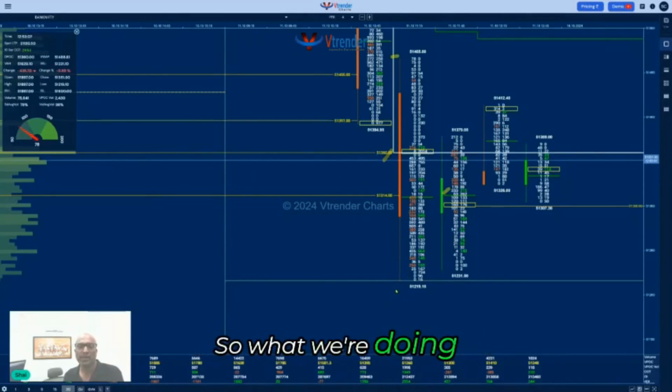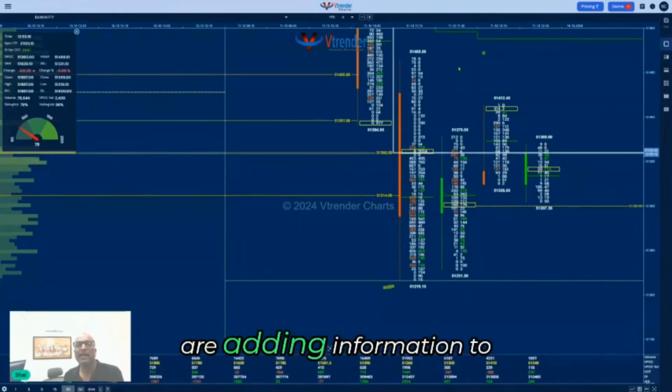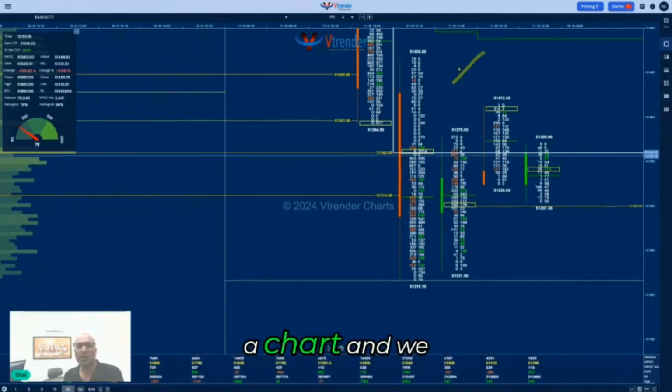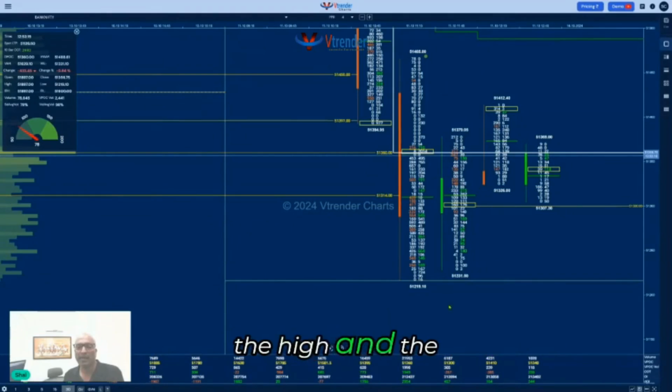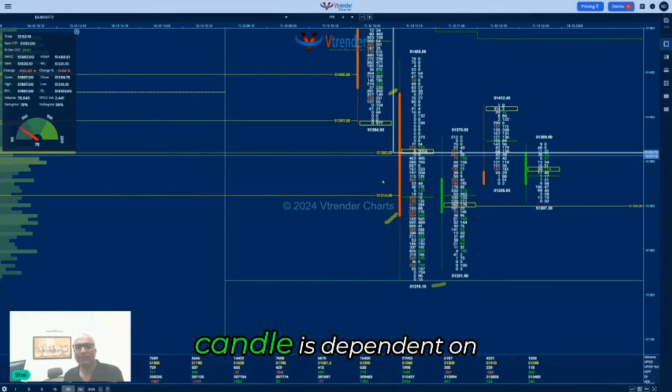So what we are doing in order flow is adding data to a chart. We are adding information to a chart, and we are trying to find out what happened between the high and the low of the bar, or what happened between the open and the close of the bar, right? Now, the color of this candle is dependent on the open and the close, right?